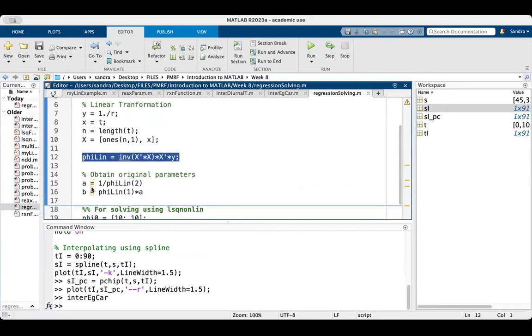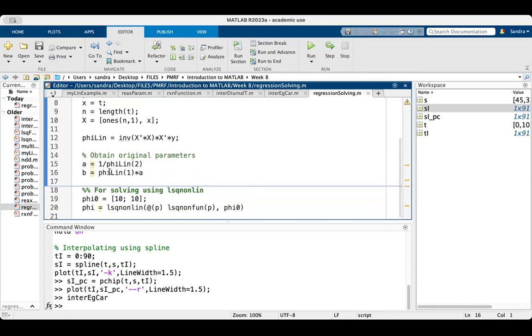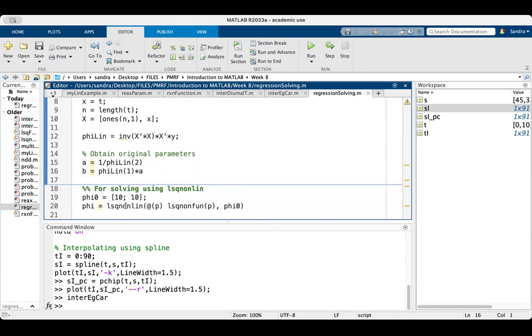But I have to convert it back. How do I get it? If you remember, my second phi value was 1 by A, right? So if I take 1 by the second phi value, I'll get A. And the first phi value was B by A, so the first phi value multiplied by A gives me the B value. If I'm directly using lsqnonlin, I'm just taking an initial value of 10 and 10 for both A and B parameters. And I'll show how this lsqnonlin function is coded.